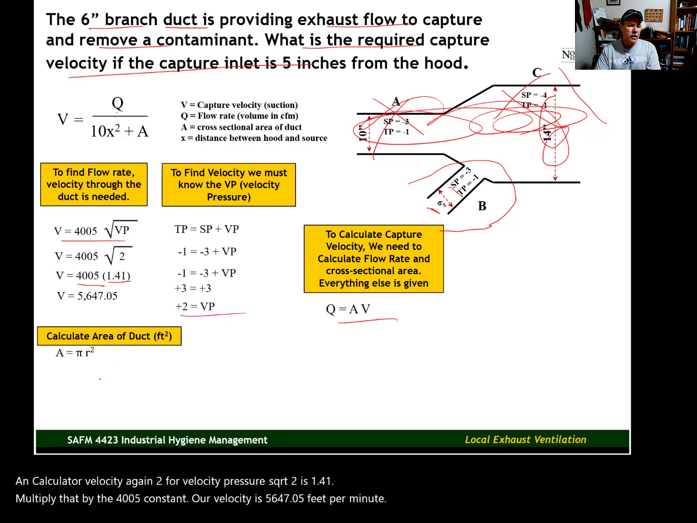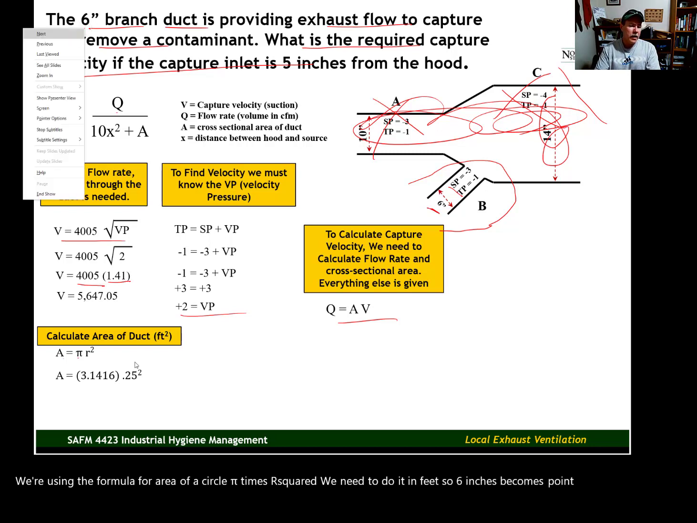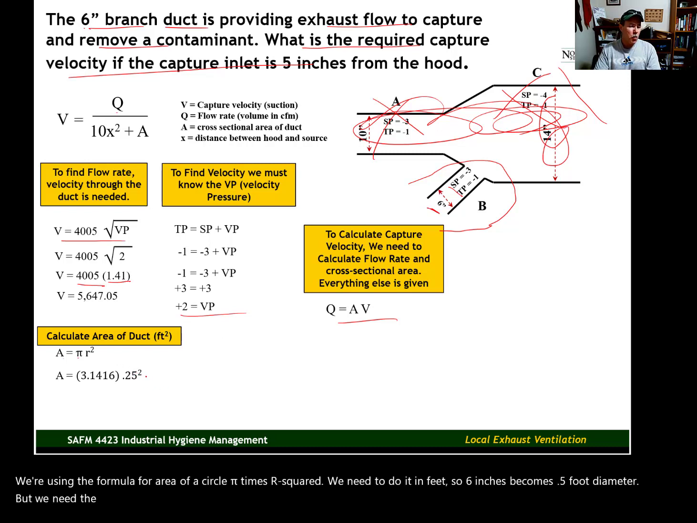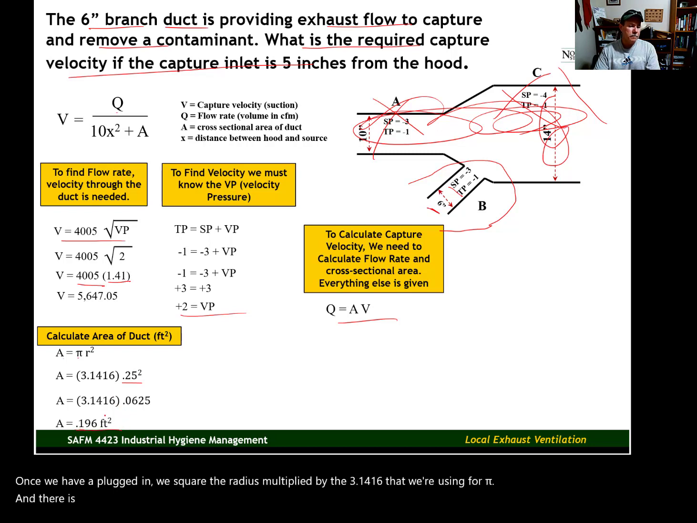We also need the area of the duct. It's a 6-inch branch duct, and it's round. We're using the formula for area of a circle, pi times r squared. We need to do it in feet. So 6 inches becomes 0.5 foot diameter, but we need the radius. Radius is 1/2 the diameter, so it's 0.25 feet. Once we have it plugged in, we square the radius, multiply by the 3.1416 that we're using for pi, and there is our cross-sectional area.